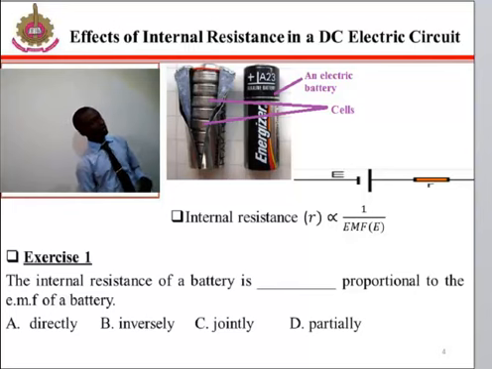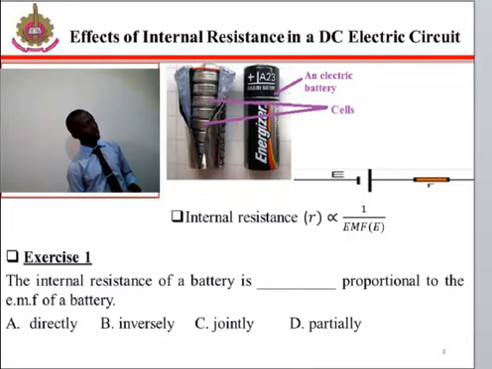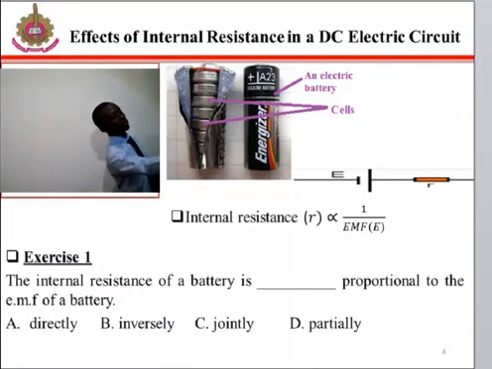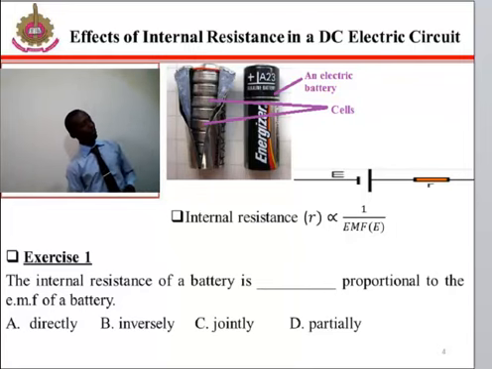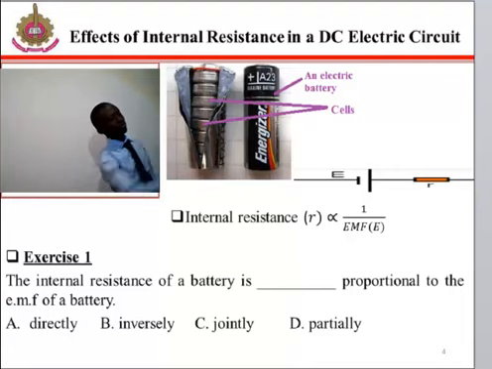Exercise 1. The internal resistance of a battery is dash proportional to the EMF of a battery. So you are to check the answer to this question at the end of this lecture.